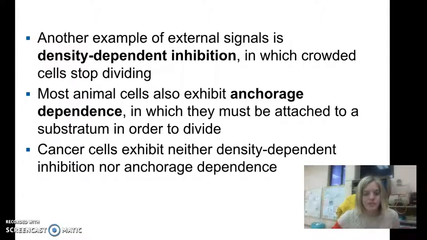It's not within the cell. And then in a similar vein, there's something known as anchorage dependence, which is another external control of the cell cycle. In this case, typically if cells want to divide, they have to be attached to a substratum or a base of some sort, for example, a flask or an extracellular matrix of a tissue. If they aren't attached to anything, they typically have trouble dividing.